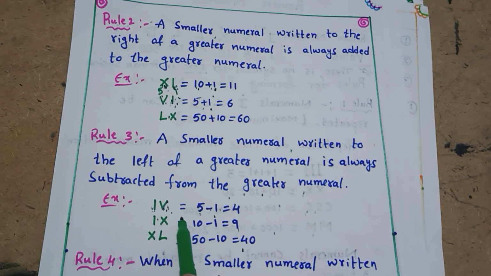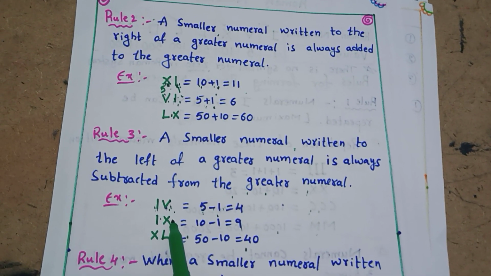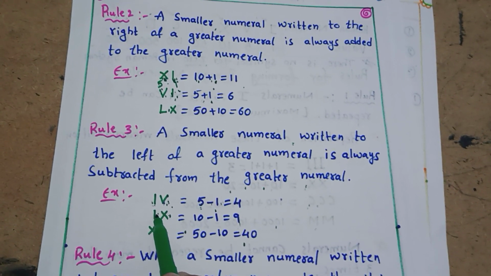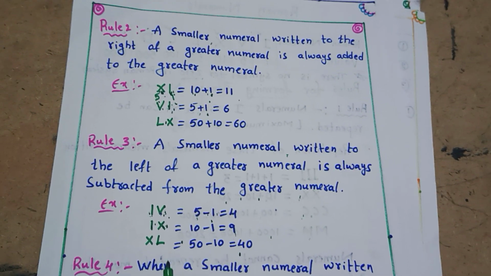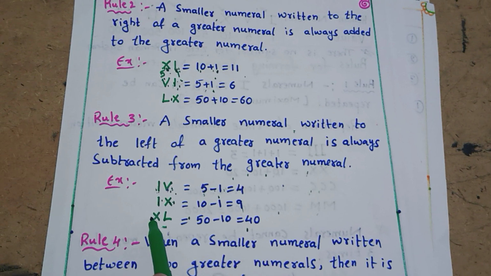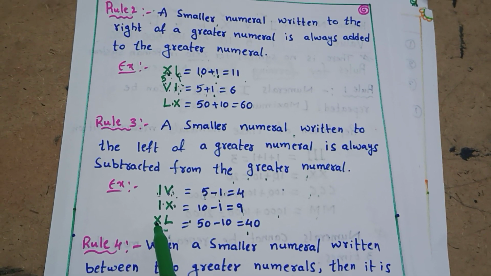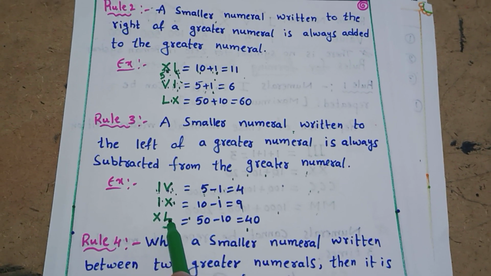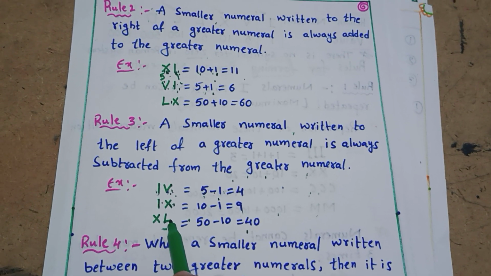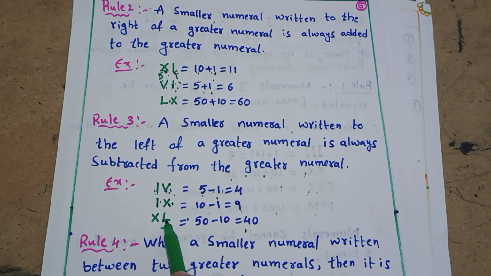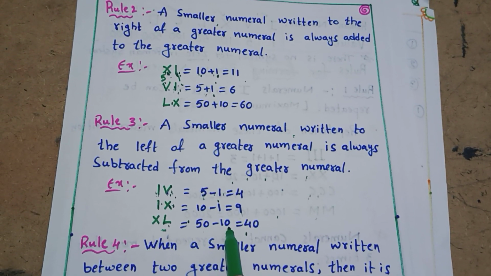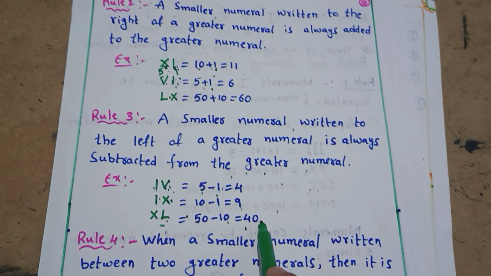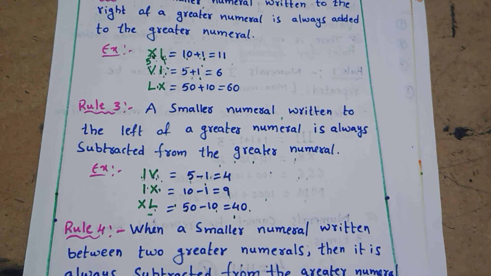Like that, IX. I is smaller, X is greater. So you should subtract the smaller value from the greater value. 10 minus 1 is 9. In XL, X is smaller. What is the value of X? 10. The value of L is 50. In 10 and 50, 50 is greater, 10 is smaller. So you should subtract the smaller value from the greater value. So XL means 40.